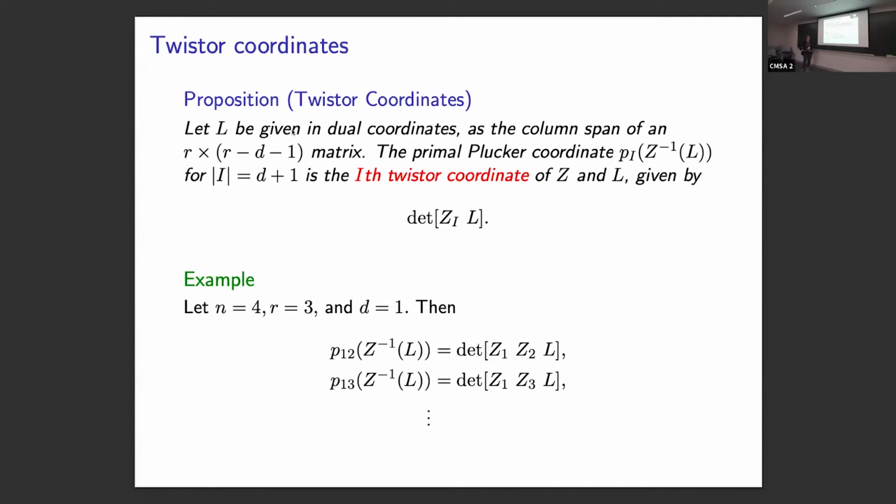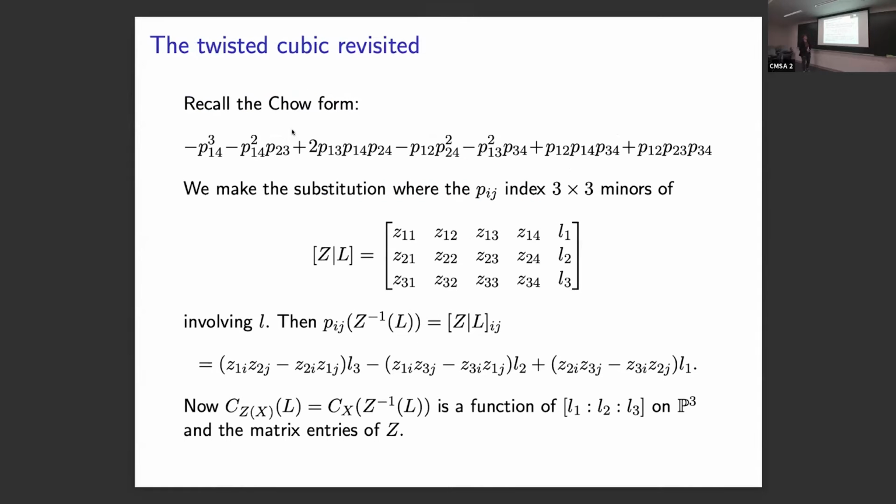So here are some examples, just to make things really, really concrete. We could take our twisted cubic equation over here, and take a 3x4 matrix Z, so we project down to some plane, and express the coordinates here in terms of the Z's and the L's. And then if we plug in a particular Z, we'll actually get the equation of the image in terms of the indeterminates on P2 and the matrix entries.